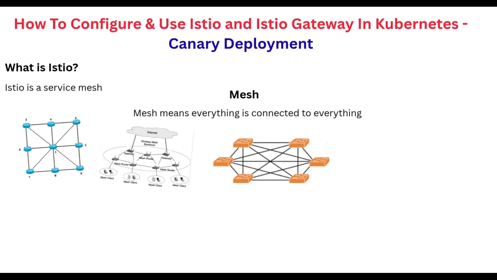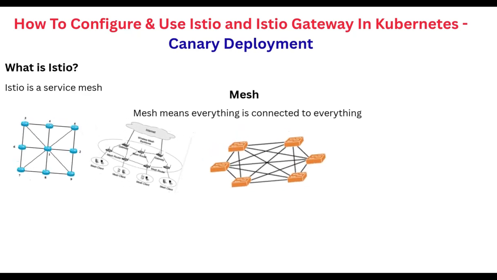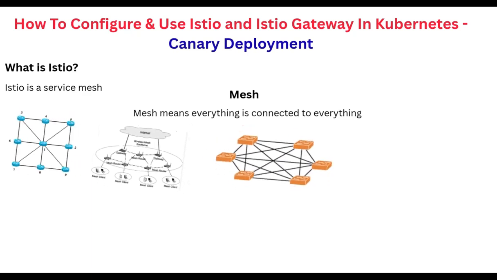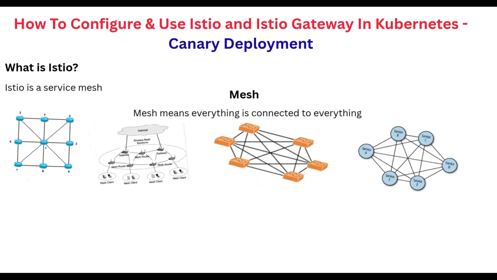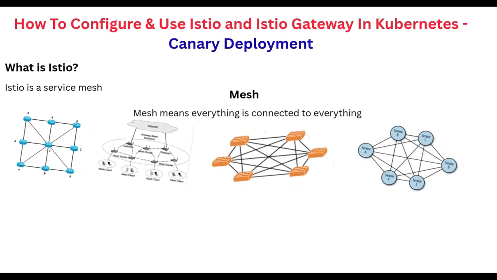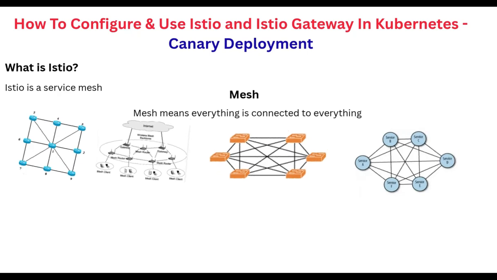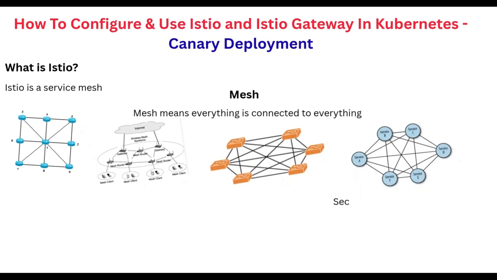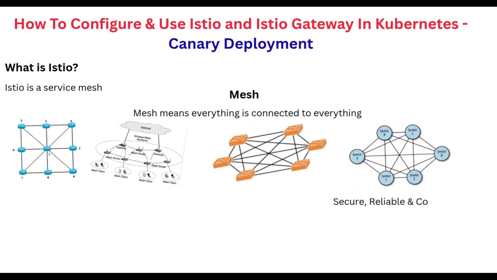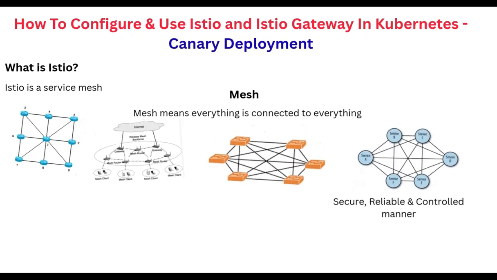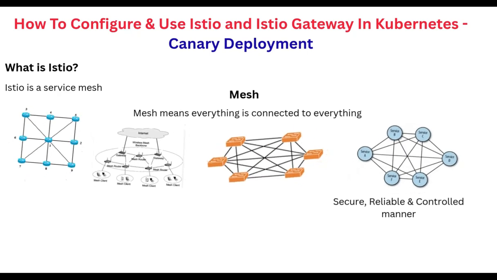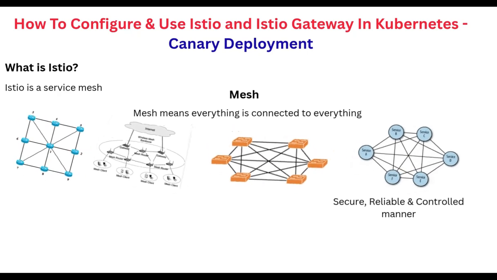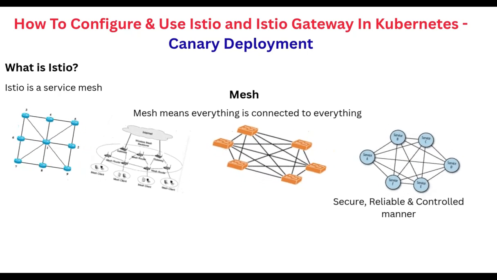Now in our case, if we say that Istio is a service mesh, it means that all your microservices are connected to each other. They can talk to one another. And not just anyhow, they communicate in a secure, reliable, and controlled manner. It's like giving every service a walkie-talkie and a shared rulebook. No guesswork, it's final, right? So that is what a service mesh is.